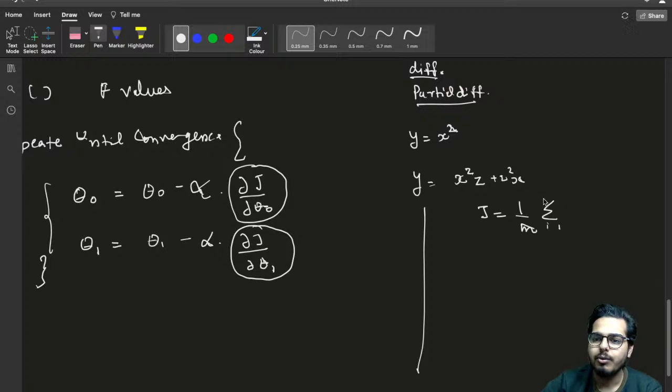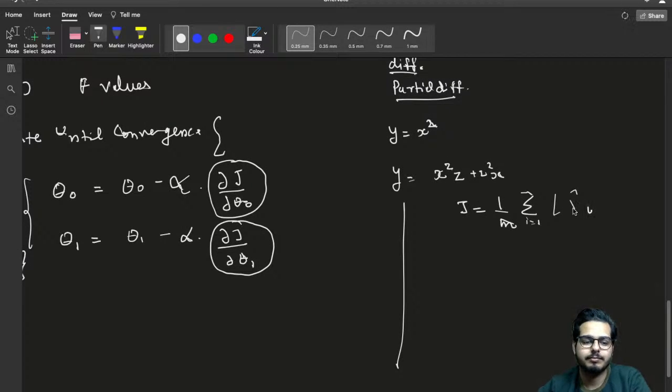Summation i goes from 1 to m, and it will be y hat i minus y of i, and this is the square. So this is the loss function, and you need to take the partial differentiation of j with respect to theta naught. Now you cannot see theta naught anywhere. Right now you're not seeing any theta naught in this whole function. But y hat is just a normal term. What is y hat? y hat is your theta naught plus theta 1 x.